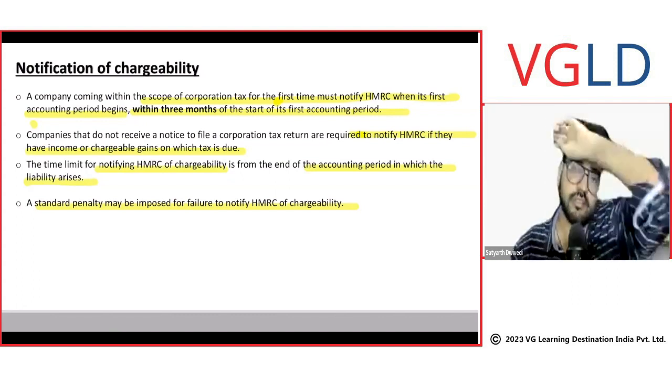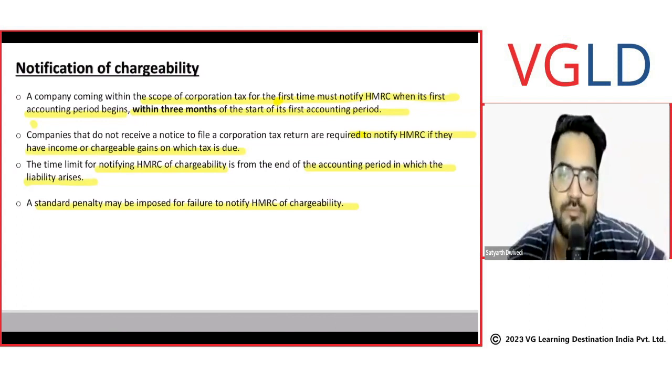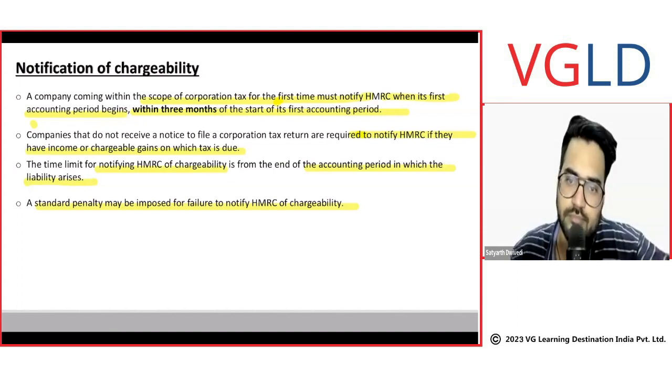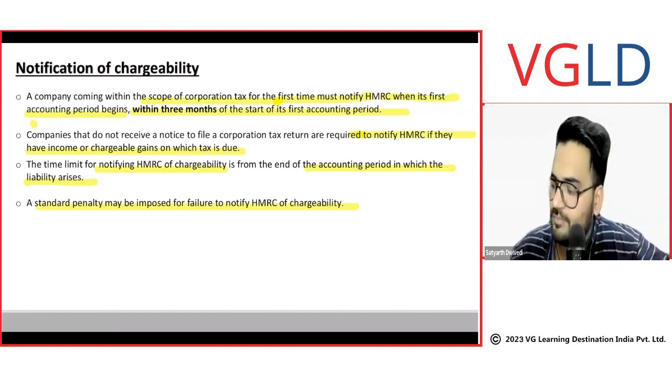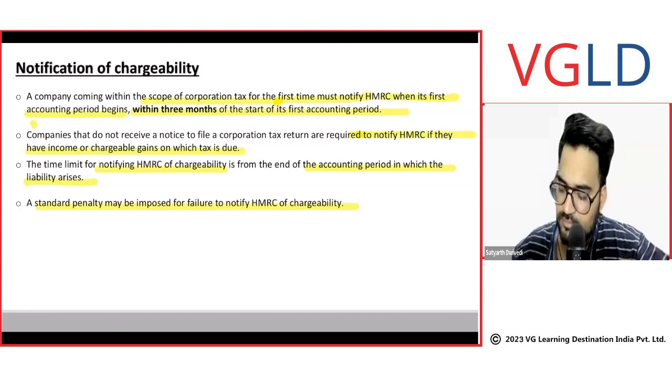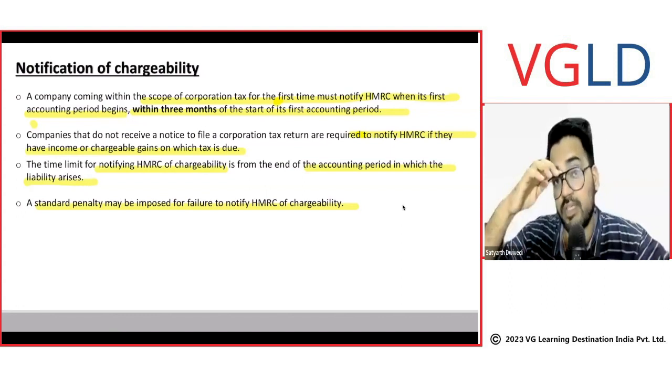You're not within the ambit, so you don't need to file a return. If the income is nil, you don't need to file a return. So when do you come within the scope of your... We did this yesterday. When you start trading, that is when you come within the scope. Chargeable gain is capital gain. Surbhi, chargeable. You are a chartered accountant. Chargeable gain is capital gain.